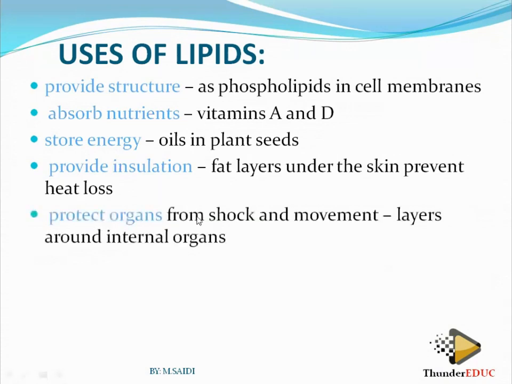Then they're saying protect organs from shock and movement. Layers around internal organs. If you look at the heart, you find out it has a lot of fats just to protect it. The kidney has a lot of fats just to protect it. If you have any problem, maybe a sharp object pierces you into the body, before it reaches the heart, it must go through these fats.